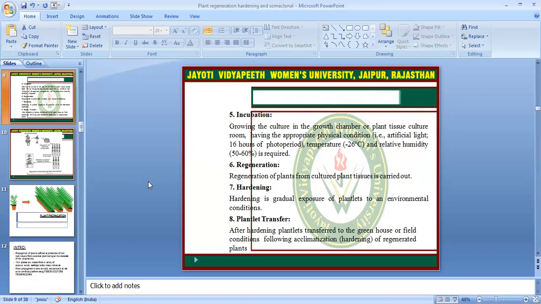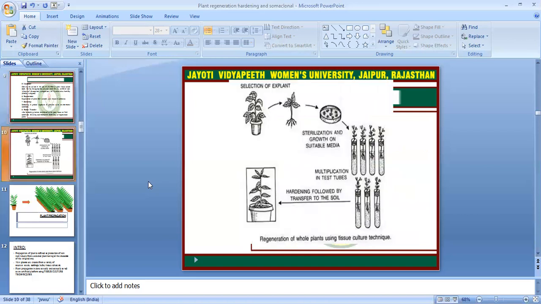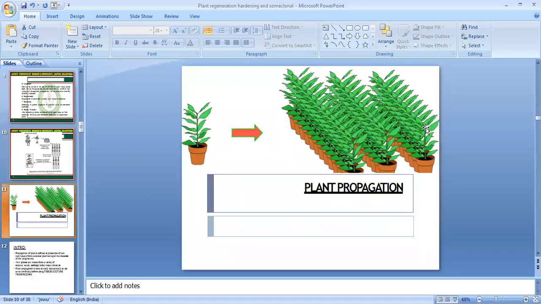Hardening is a gradual exposure of plantlets to environmental conditions. In this process, we transfer the plant into a soil mixture, meaning loam soil. Along with that, we will use cocopeat, or we can use solrite. After the completion of the hardening process, we can transfer the plantlet into the field or into the greenhouse. This is the flow diagram where we can see the whole process.